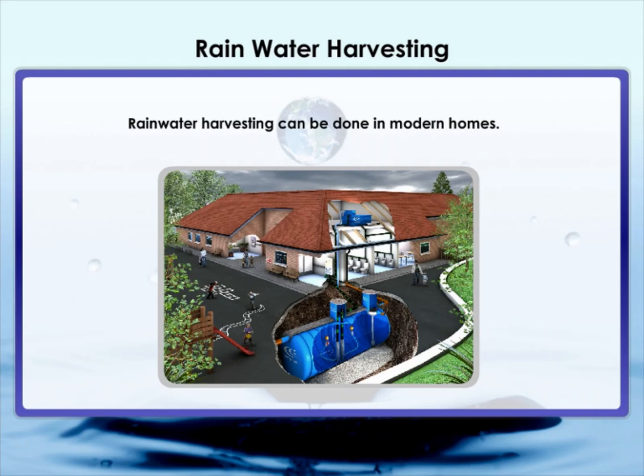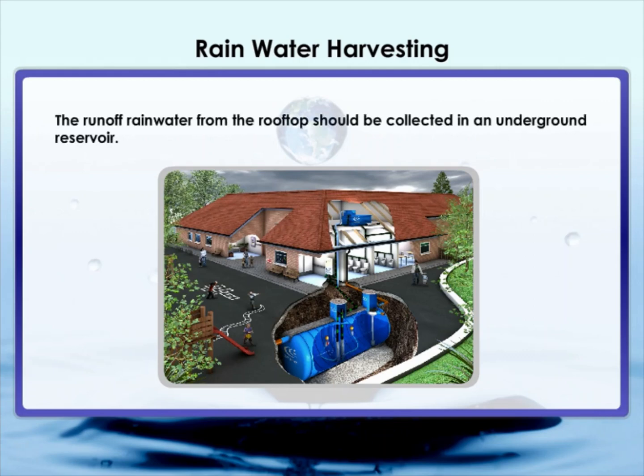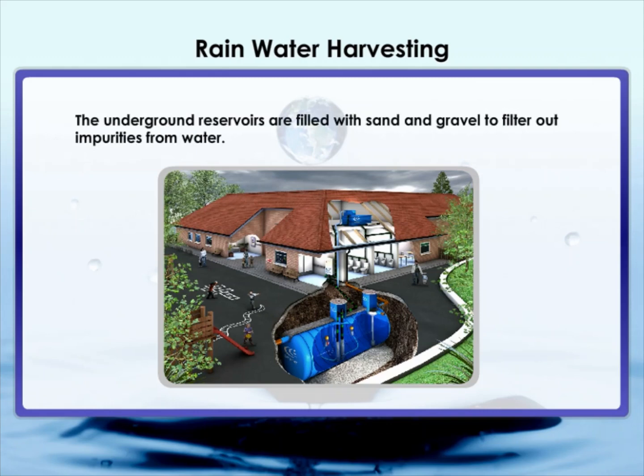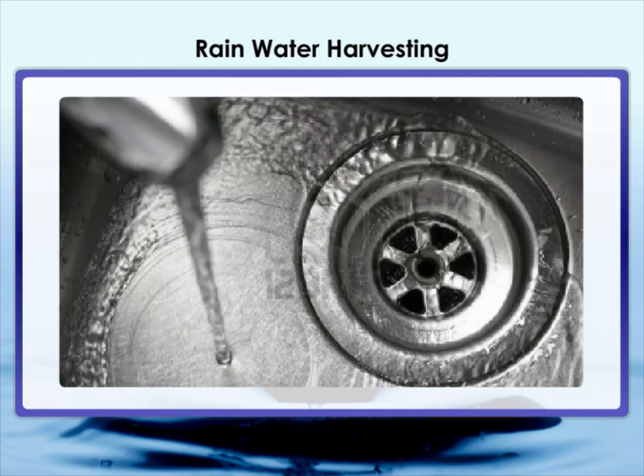Rainwater harvesting can be done in modern homes. The runoff rainwater from the rooftop should be collected in an underground reservoir. The underground reservoirs are filled with sand and gravel to filter out impurities from water. The rainwater can either be used directly or can be used to recharge the underground water.